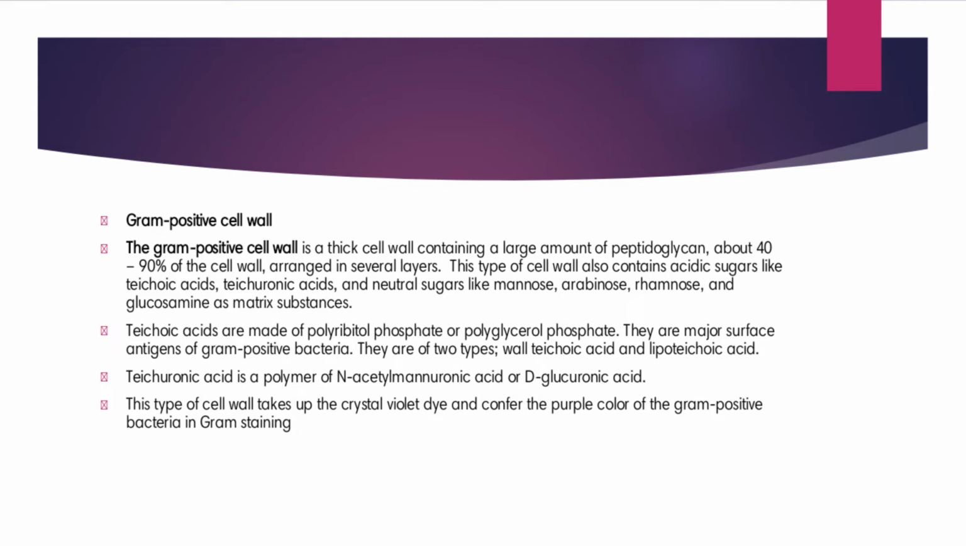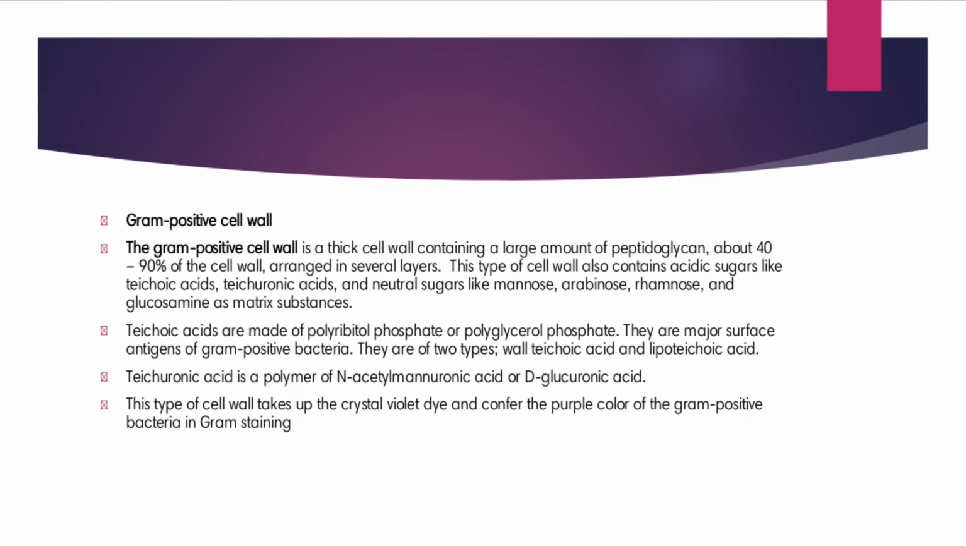Gram-positive cell wall. This is a thick cell wall containing a large amount of peptidoglycan, about 40 to 90% of the cell wall, arranged in several layers. This type of cell wall also contains acidic sugars like teichoic acid and teichuronic acid, and neutral sugars like mannose, arabinose, rhamnose, and glucosamine as matrix substances. Teichoic acids are made of polyribitol phosphate or polyglycerol phosphate. They are the major surface antigen of gram-positive bacteria.